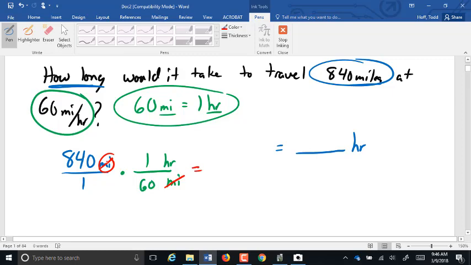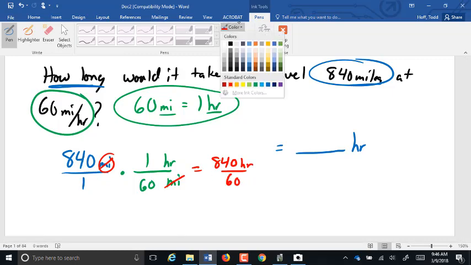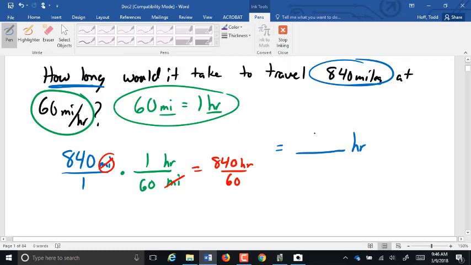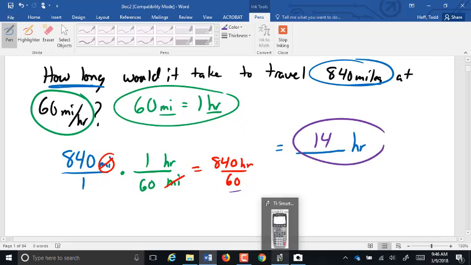Now we've got 840 times 1 hour, 840 hours, over 1 times 60 on the bottom, and we can divide that out. 840 divided by 60 is 14. So that's 14 hours that it would take.